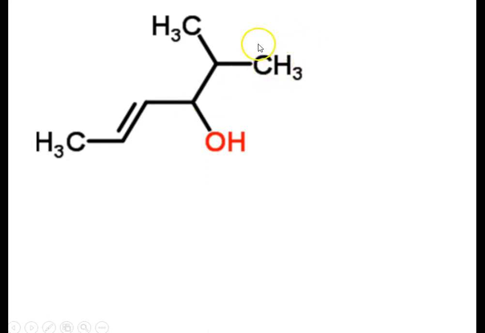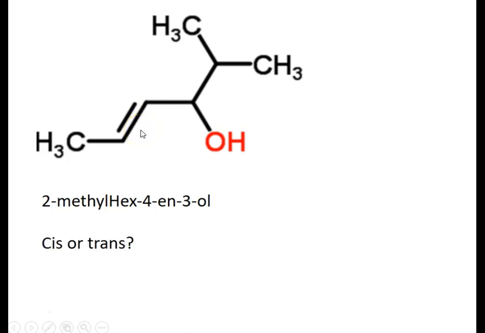Okay, and you should have circled the longest chain, and you realise that this is a methyl group hanging off the second carbon. So it's 2-methylhex-4-en-3-ol. Okay, so the ol is on the end because it's of most importance. So is it cis or trans? There would be a hydrogen hanging down here and a hydrogen hanging up there. Okay, so it would be trans.